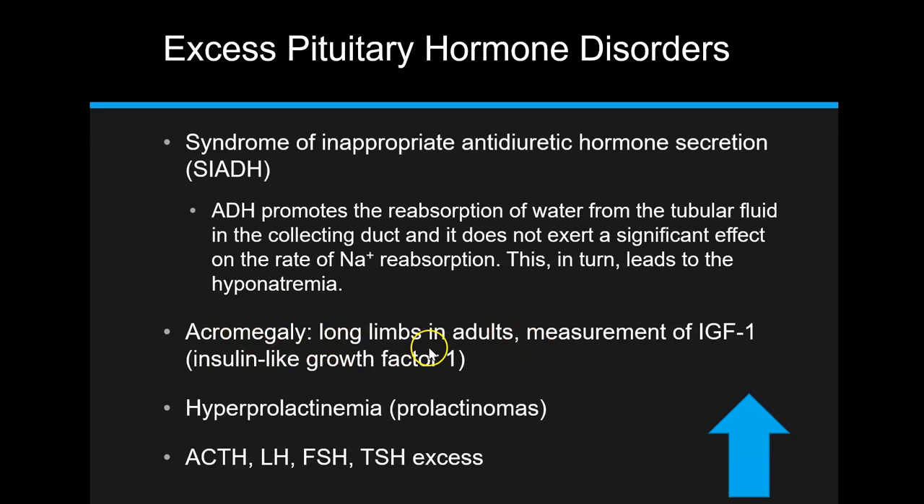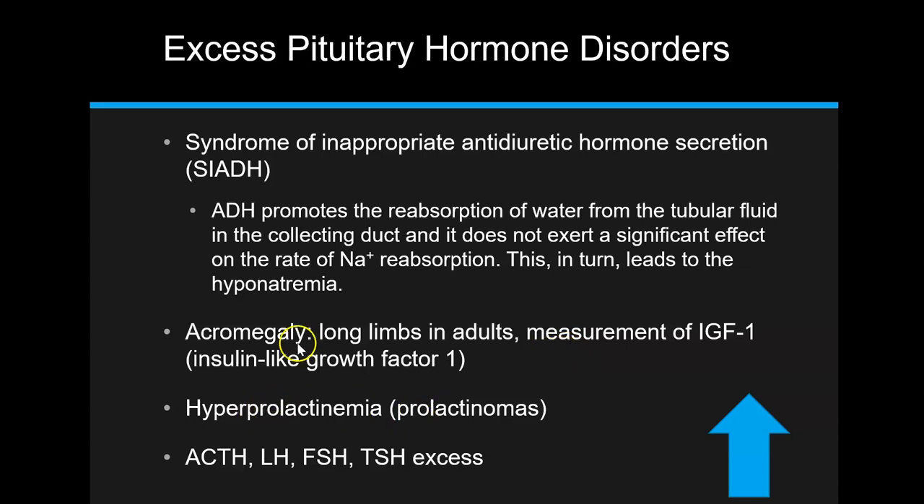Acromegaly, this one, again, excess pituitary hormone, is excessive growth hormone, and you will see long limbs in adults, and you measure IGF-1, insulin-like growth factor 1, to assess that. So acromegaly, if you will, is kind of like gigantism, but once your growth plate has closed, so you're not getting really tall, but your limbs and nose and ears are getting bigger.